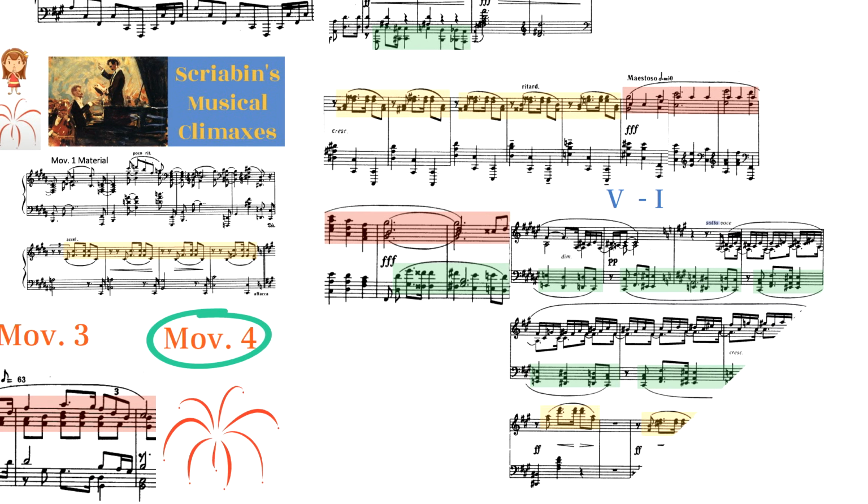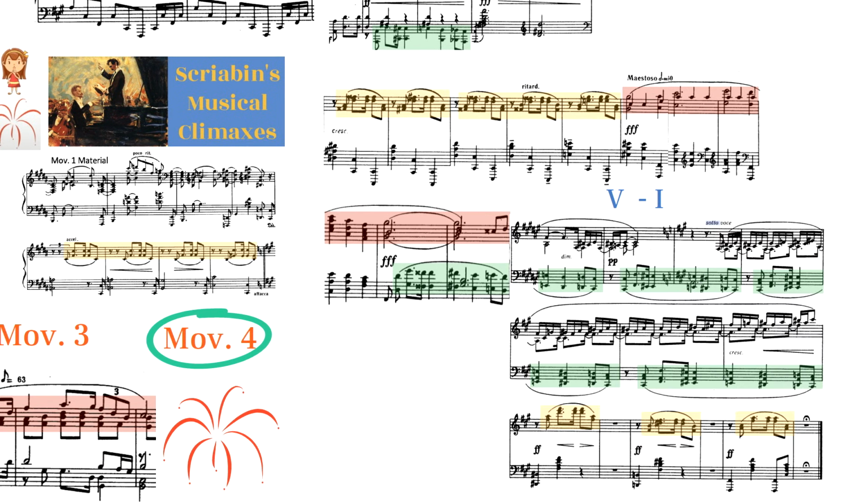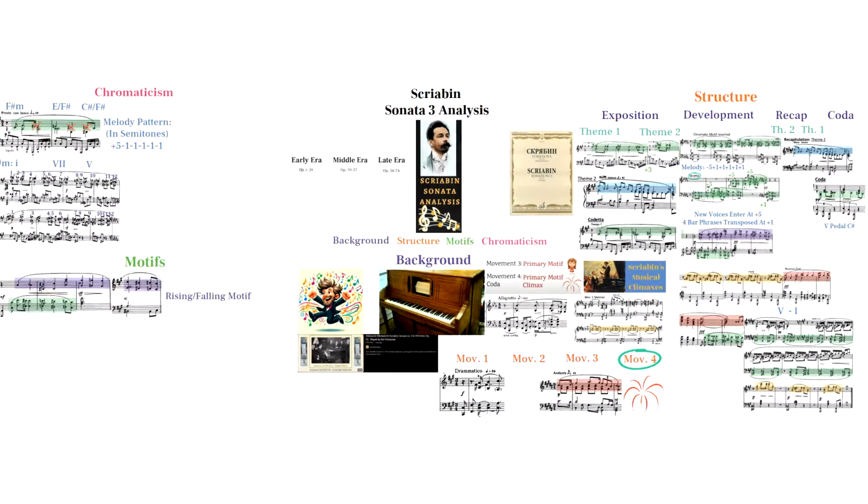Then the climactic melody finishes and we get one last chromatic sort of run in the right hand while the left hand continues the theme 1 motif, and then the piece ends on a major 4-to-1 cadence.